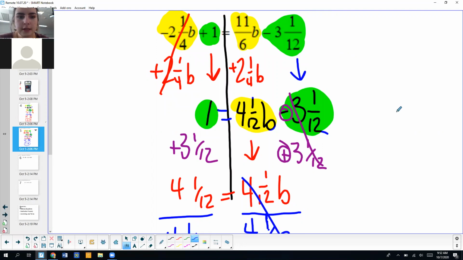All right, make sure you're asking any questions if you have them. If you're not sure why I'm doing something, again, I would suggest doing this on lined paper just because it's easier to stay organized when you have those lines as you're progressing through your steps.